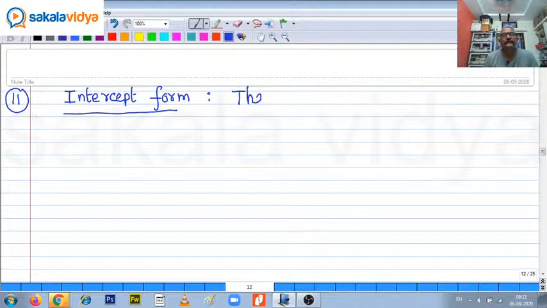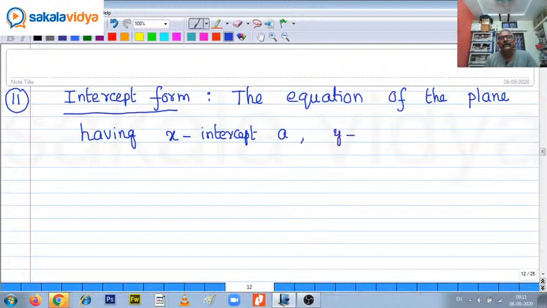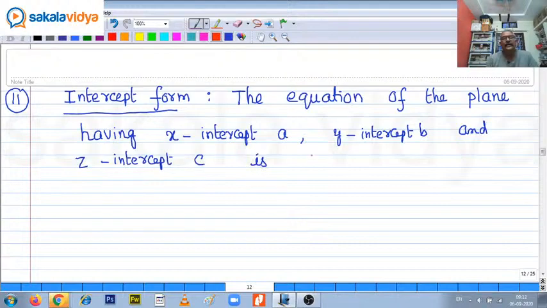Now the equation of the plane having x-intercept A, y-intercept B and z-intercept C is x upon A plus y upon B plus z upon C equal to 1. This is also called the intercept form.